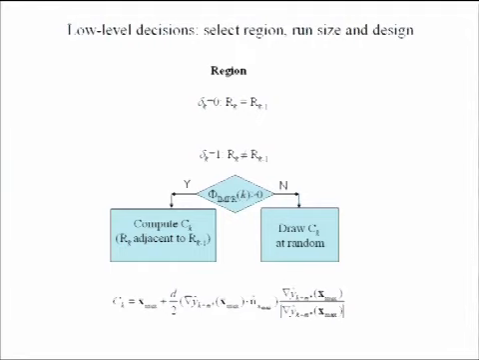Low-level decisions: how is the next region selected? Of course, if the experiment is physical, the region is the same as the previous one. There is nothing to decide. When the experiment is simulated, the region is different. So if there is a direction of improvement or increase of the response outside the region, I choose the region to be adjacent to the previous.